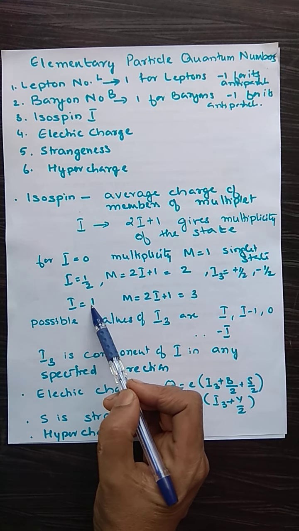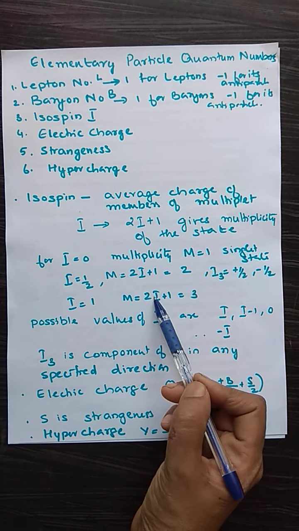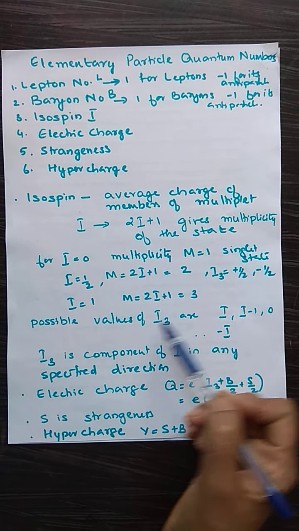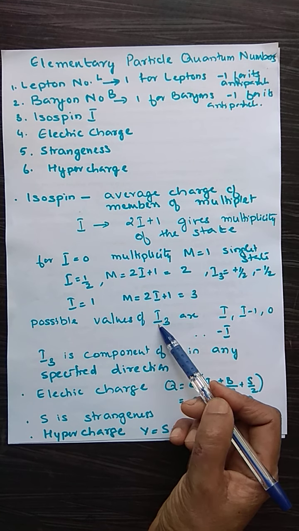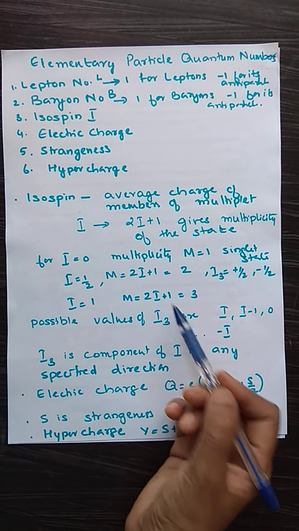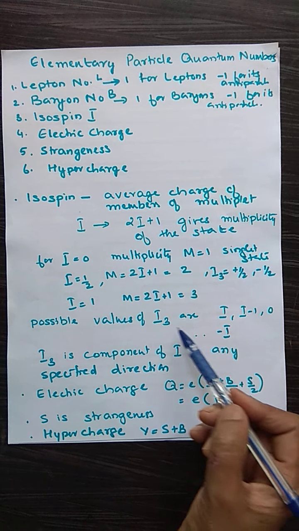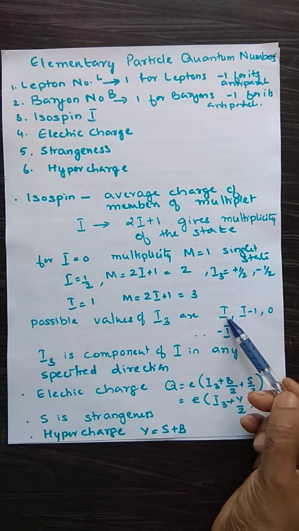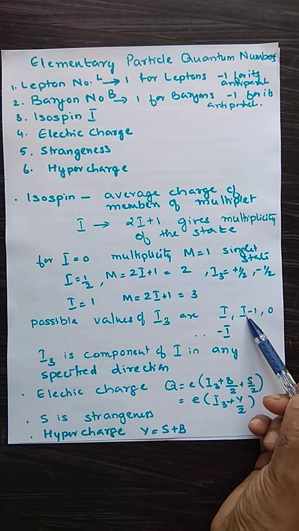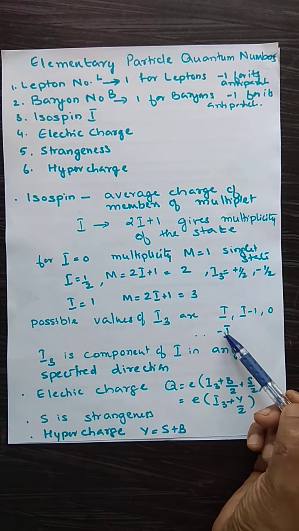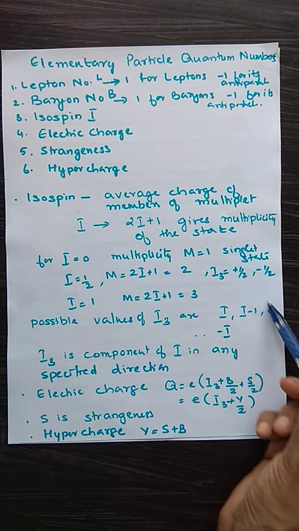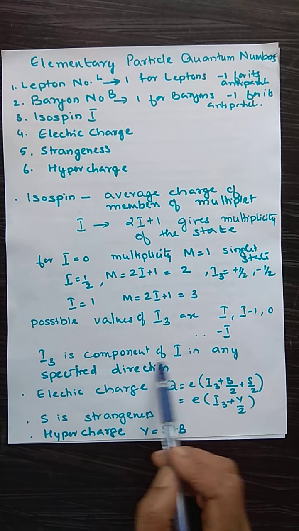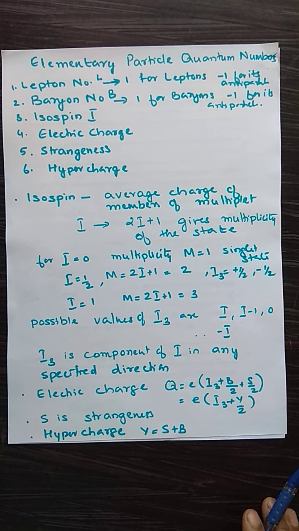When I equals 1, the multiplicity is 2 into 1 plus 1, that is 3. So 3 different states are possible. The possible values of I3, that means components of I in any specified direction, you can correspondingly find out as I, I minus 1, 0, etc., up to minus I. So these are the different possible values of I3 you get. I3 is the component of I in any specified direction.